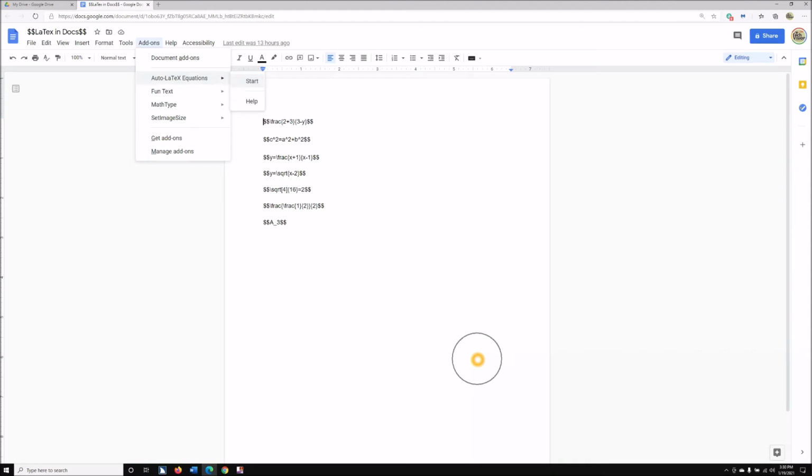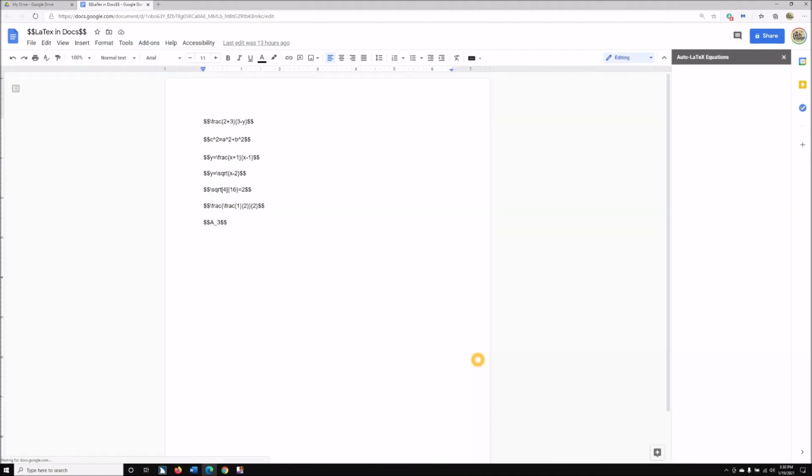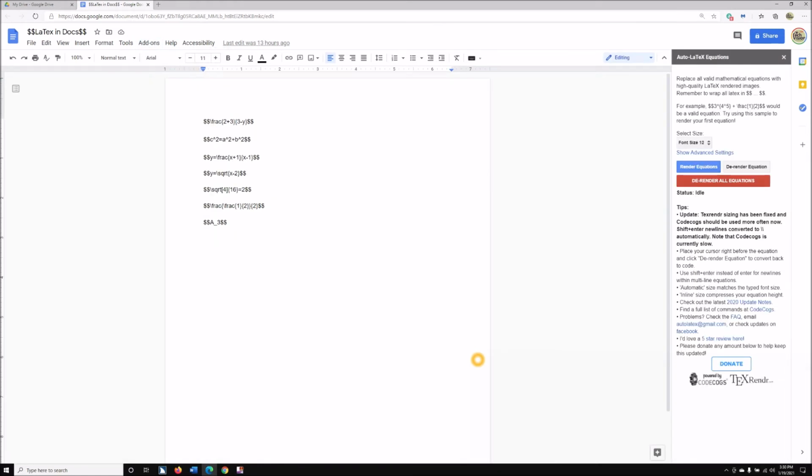Start, 1 of 2. I need to start, so I'm going to hit Enter, and on the right an extra navigation pane opens. I'm going to tab to render it, and it's going to take all this LaTeX code and turn it into perfect math. I'm going to tab through and get to Render Equations, Show advanced setting. Render equations button, press Enter.